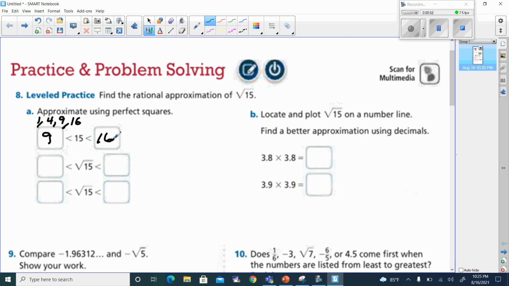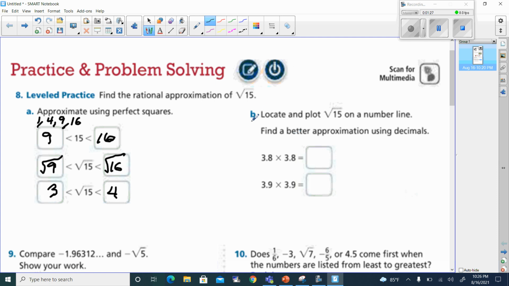Now, since we turned this to the square root of 15, I'm going to have to turn this to the square root of 9. And that means I'll have to take this and make it the square root of 16. Now we can solve those square roots. The square root of 9 is 3, and the square root of 16 is 4. So the approximate value would be somewhere between 3 and 4.